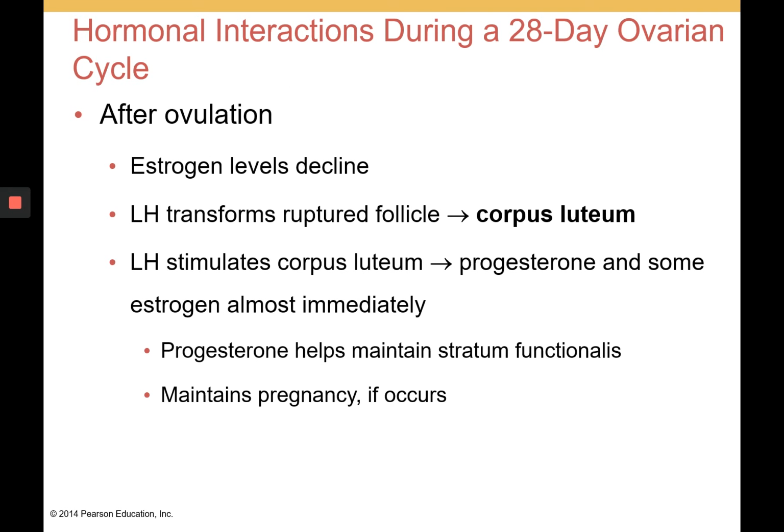After ovulation, estrogen levels drop. Luteinizing hormone, though, stays around. It's going to be able to transform the ruptured follicle cells into the corpus luteum. So we'll leave the follicular growth stage of the ovarian cycle and enter into the luteal stage. It's LH that stimulates the corpus luteum to produce progesterone and a little bit of estrogen, and the progesterone is going to help maintain the stratum functionalis and maintain pregnancy if it occurs.